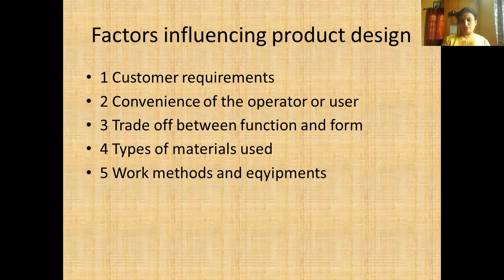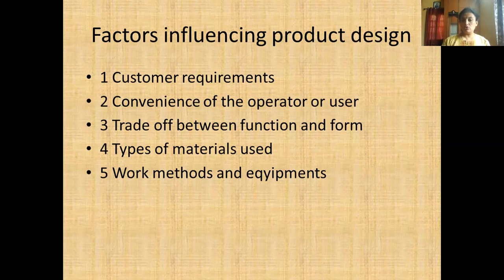Customer requirements. What is the requirement of the customer? What does he need? So what he needs, according to his demand or requirement, we will design how the product should be. Convenience of the operator. Who is using the machine? So for his convenience, it is to be designed. Trade-off between function and form. Function is one aspect. Form or the appearance is another. So there should be a trade-off between these two.